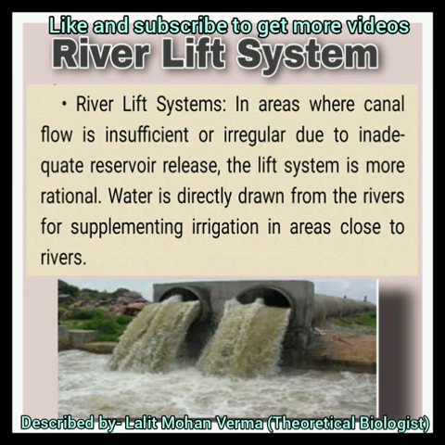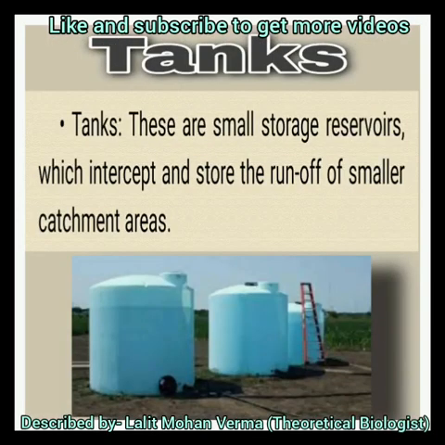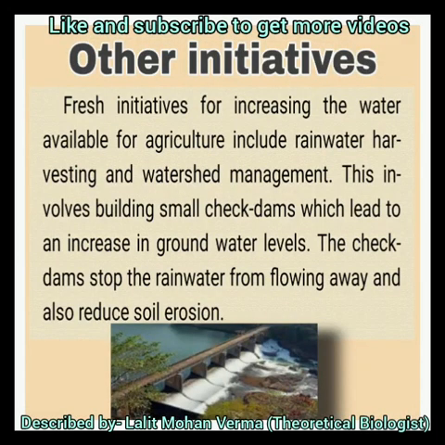The next type of irrigation is tanks. Small storage reservoirs which intercept and store the runoff water of smaller catchment areas are known as tanks. This technique is usually followed in the hilly areas having a slope. In this system of irrigation, small dams are constructed below the higher elevation of the catchment area. From these dams or tanks, the outflow of water is regulated according to the availability of water, which helps in uniform distribution of water.